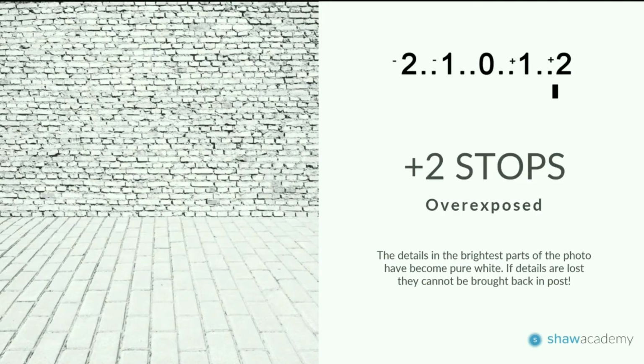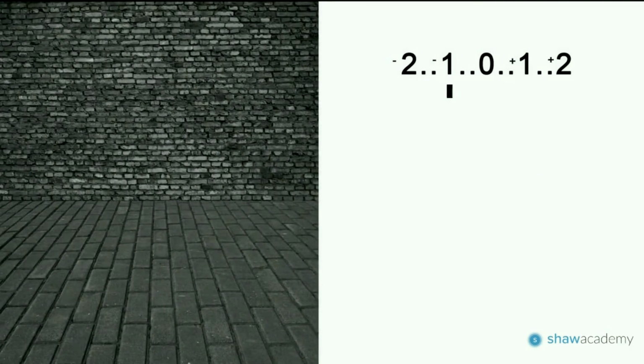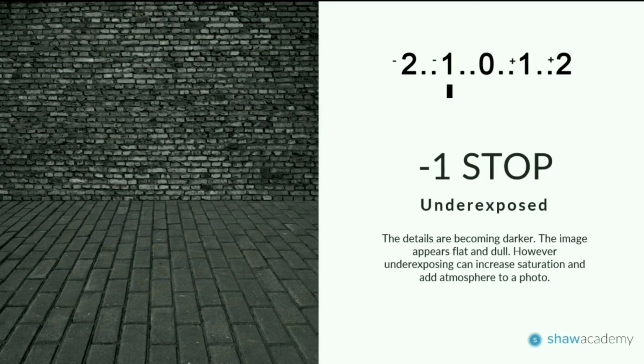Let's go the other way and let's go to -1 on the light meter. And remember now, we're 1 stop underexposed. That means half the amount of light is now coming into the scene. The image appears a little bit dull and flat. However, underexposing can increase saturation. Now this is a black and white photograph, but it can increase color saturation, make those colors a little bit denser, a little bit darker, and it can add atmosphere to a photograph.